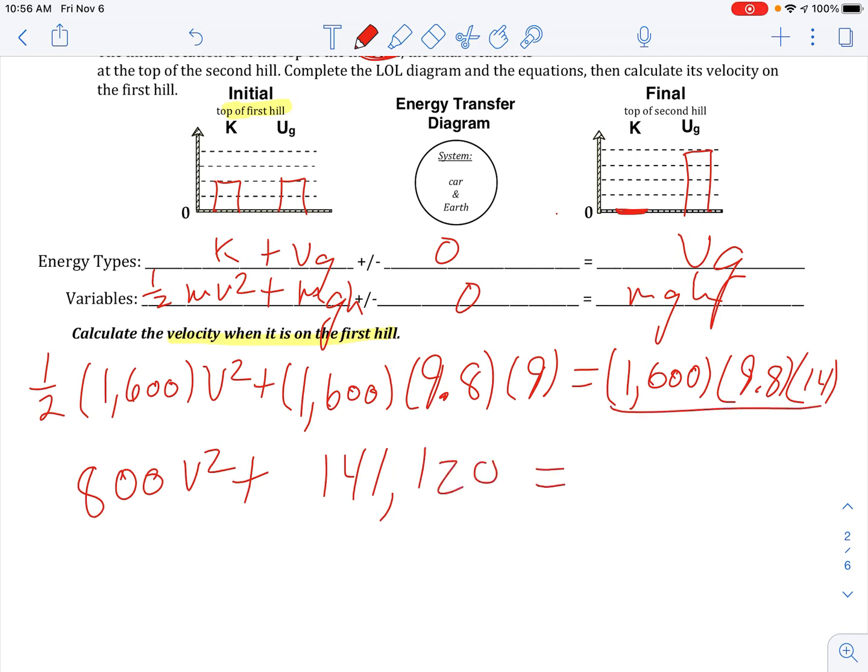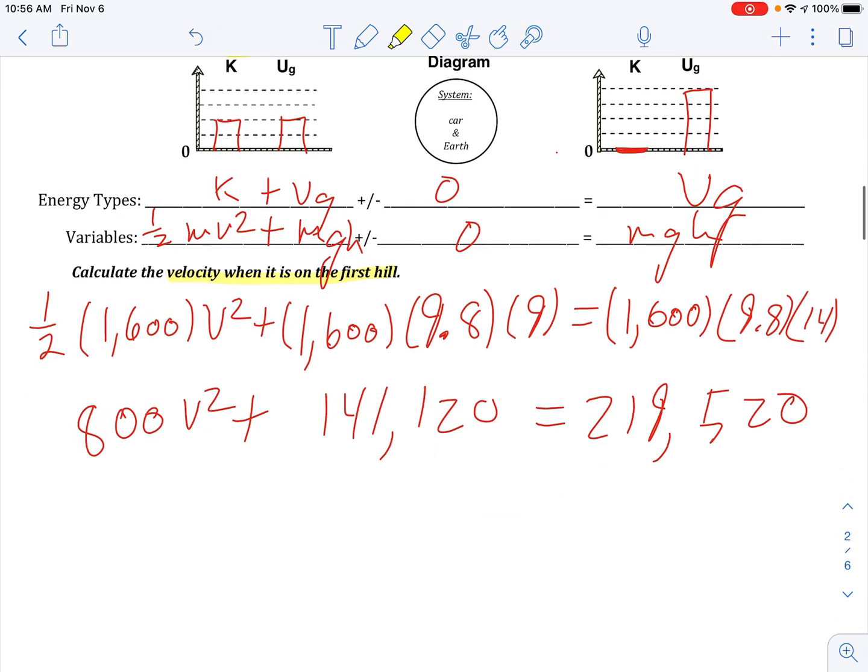And multiply these things together, and we get 219,520. So since these two are added, I got to move this to the other side. I'm going to subtract it to the other side. So when I take 219,520 and I subtract off 141,120, I'm left with 78,400. And so on this side, we still have 800 v squared equals that.